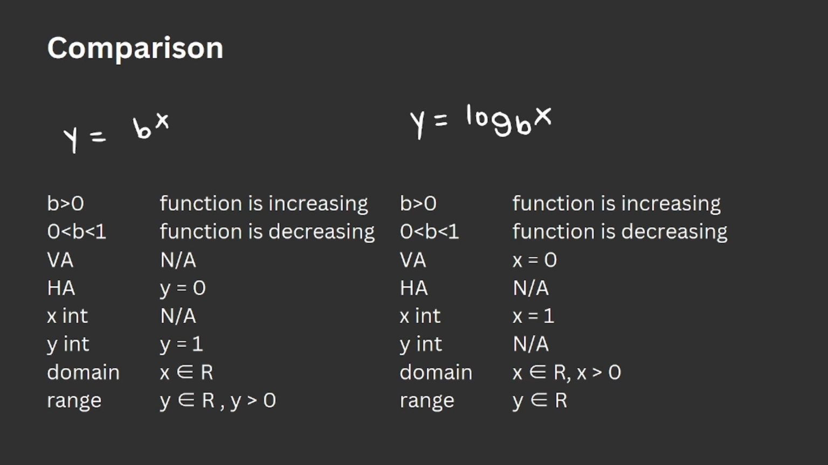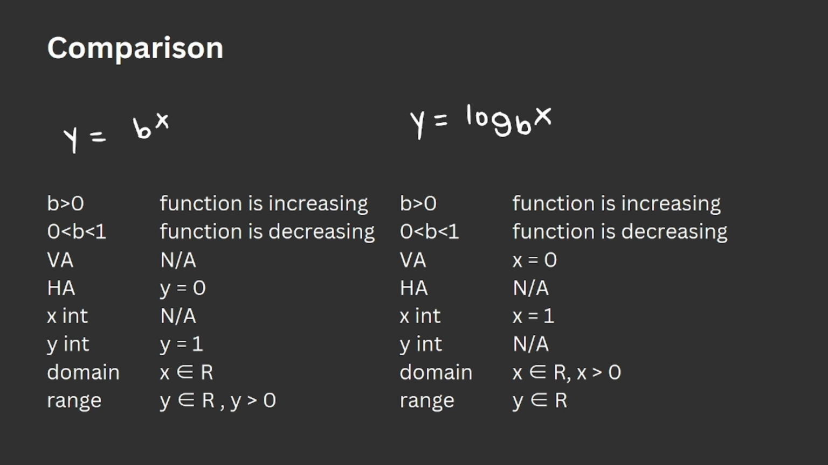So finally, with this comparison of the two functions, you can see how their properties are related. So for both of the functions, when my b value is greater than 1, my function is increasing, and when my b value is between 0 and 1, my function is decreasing. For my exponential function, I don't have a vertical asymptote, but I have a horizontal asymptote at y equals 0. And for my logarithmic function, I have a vertical asymptote at x equals 0, but I don't have a horizontal asymptote. For my exponential function, I don't have an x-intercept, but I have a y-intercept at y equals 1. And for my logarithmic function, I have an x-intercept at x equals 1, but I don't have a y-intercept.